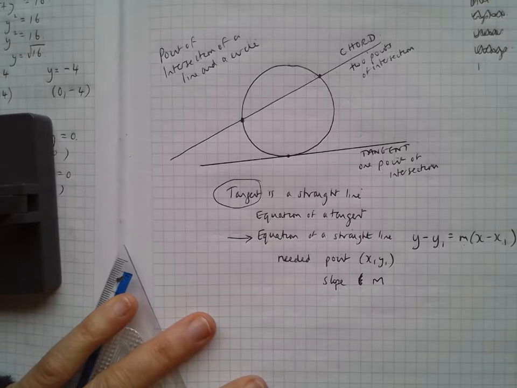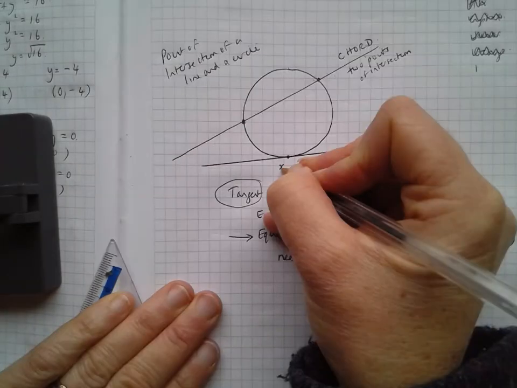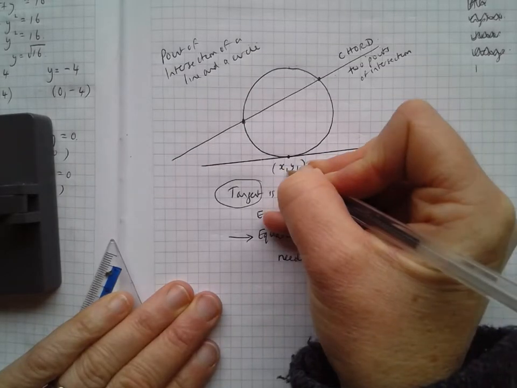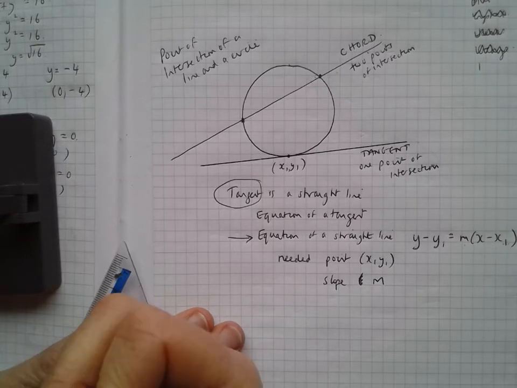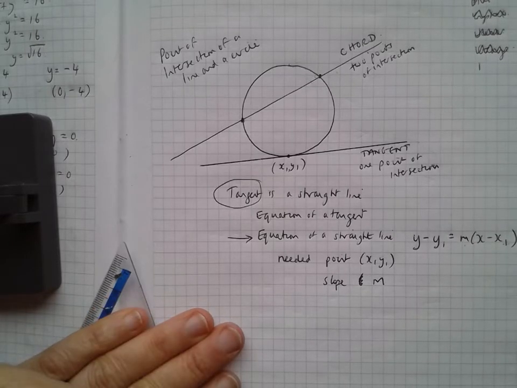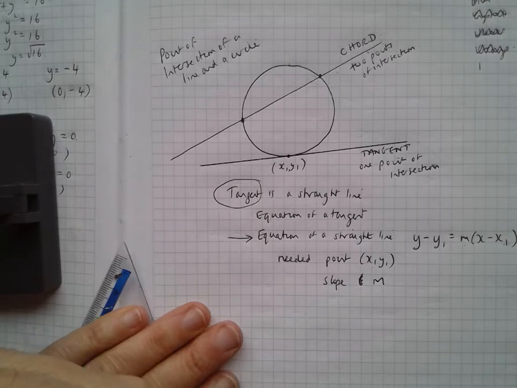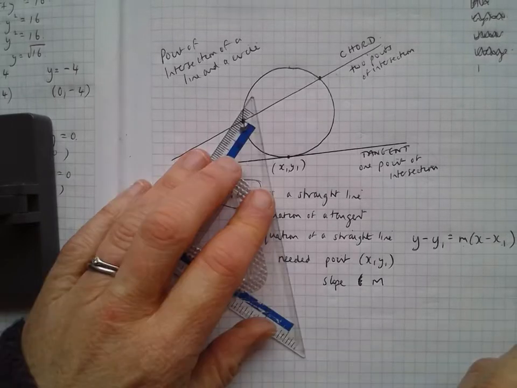Now, when you're told to find the equation of a tangent, you'll be told at what point that tangent cuts the circle. You'll be told x1, y1. You'll be told where on the circle that point lies. So that's great. You're told the point that's going to be on that line. What you're not told is the slope. And this is a point of geometry that we haven't done yet, but we will do.